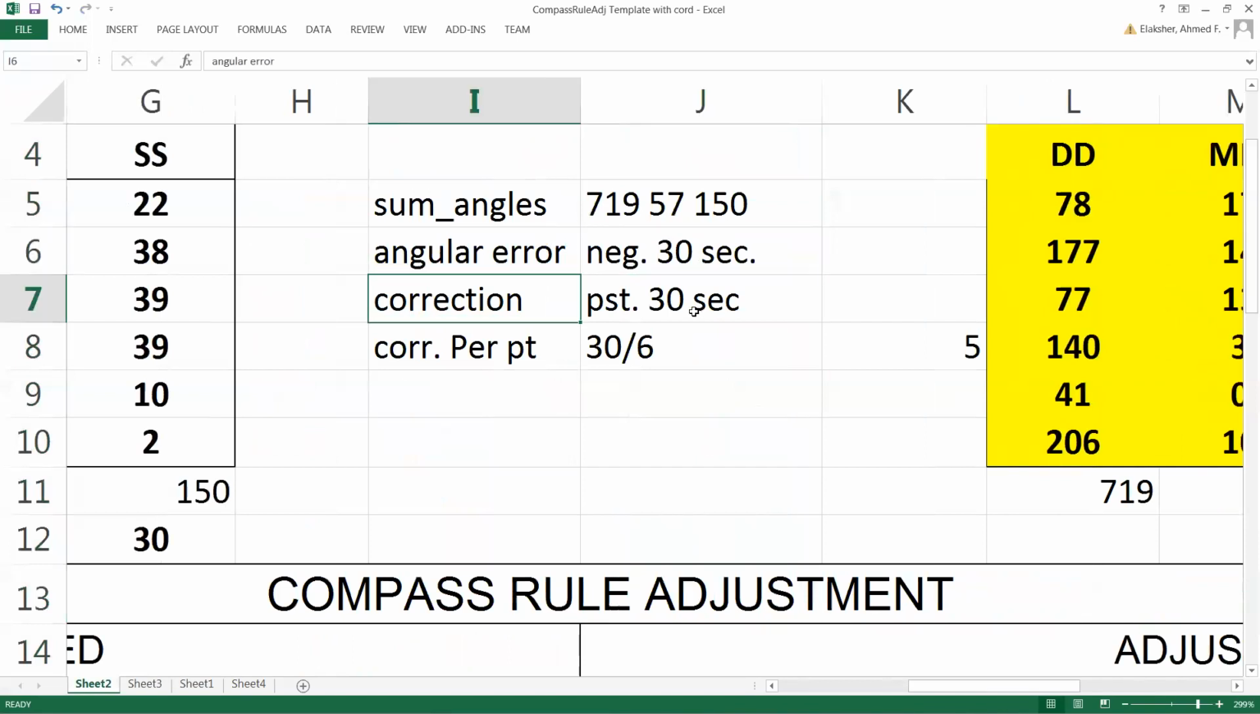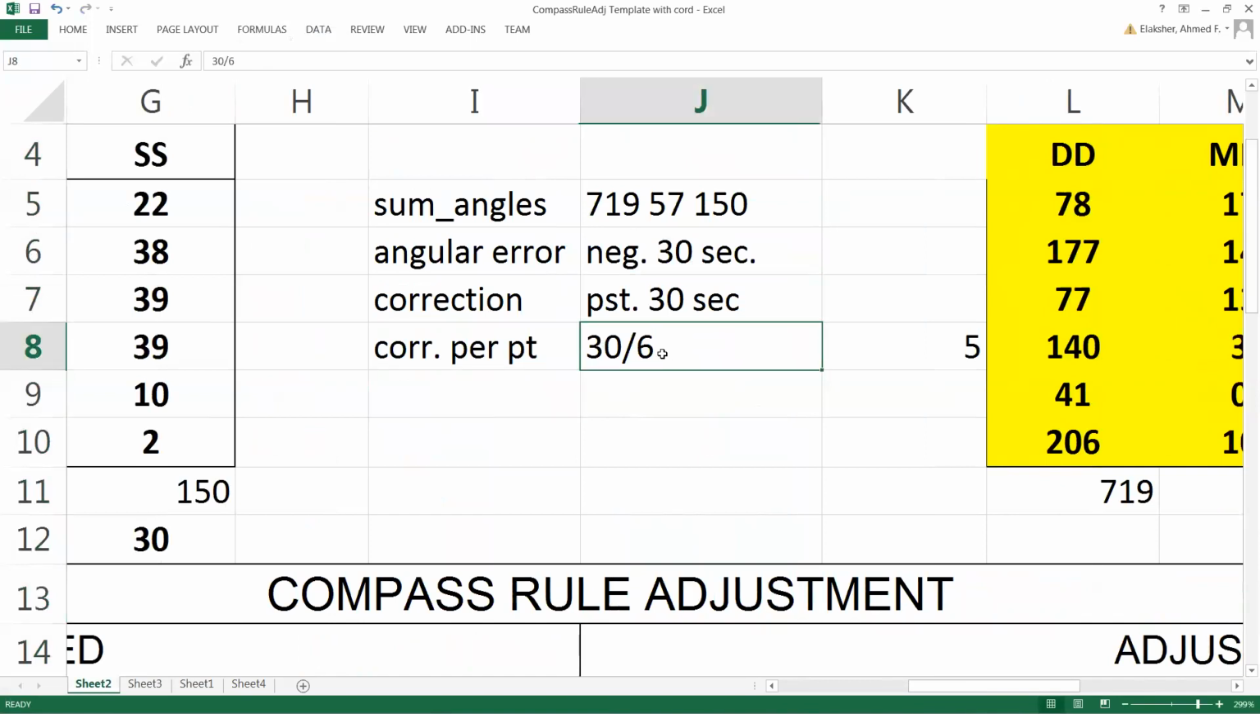The corrections should be positive 30 seconds. So we should add to the sum 30 seconds any way we'd like. No. In the lectures, we decided that we are going to adjust evenly among all stations. So that's why each station is going to take part of the 30. So 30 divided by 6, that is 5. So that's how much you will get. This part here, I just put it without making it calculated, but maybe I'll try to work on it to make it calculated.